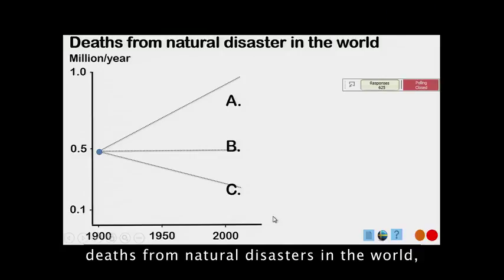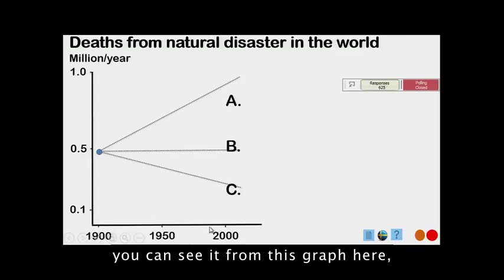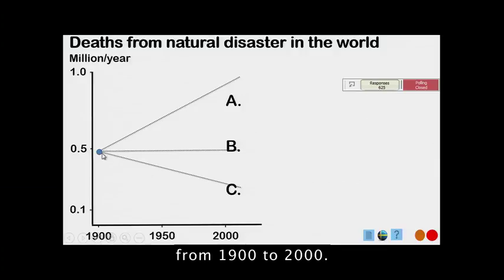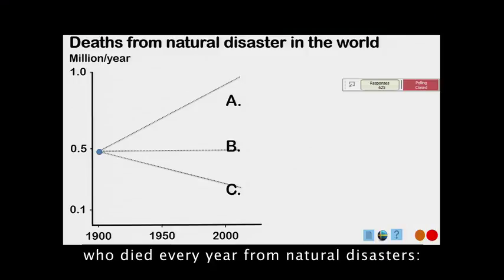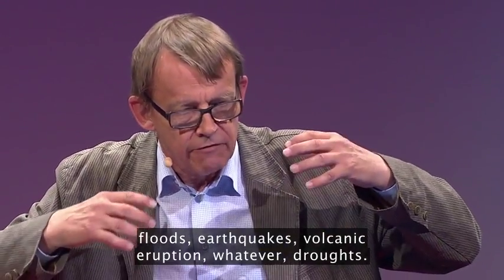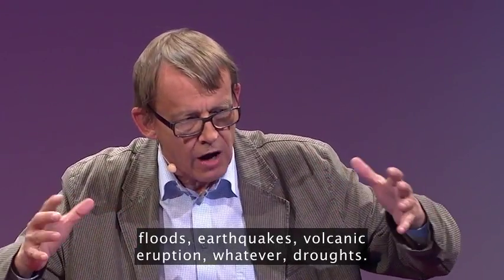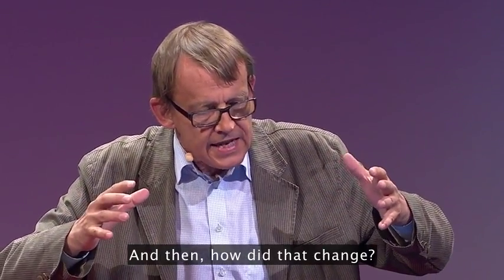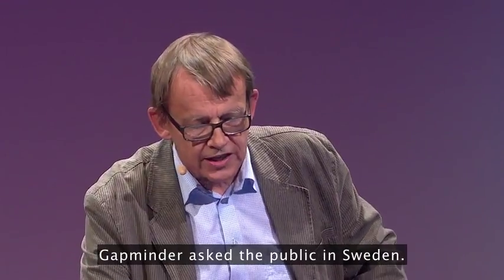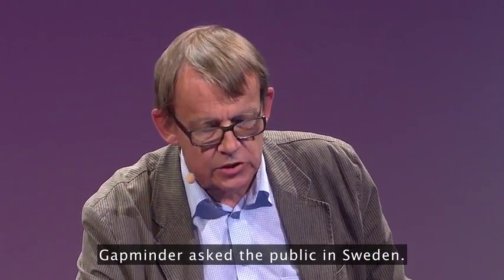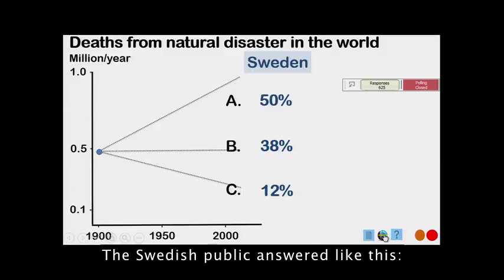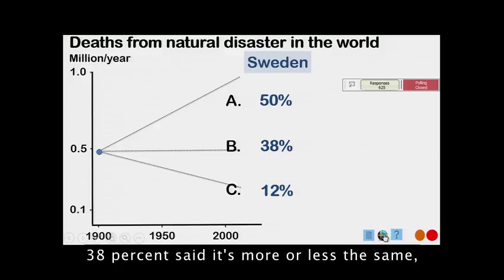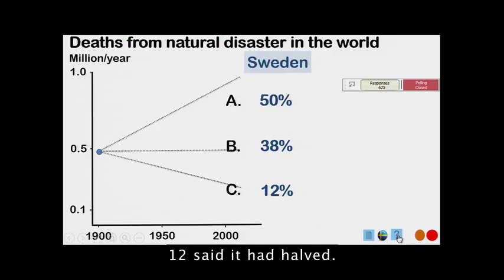You see, death from natural disasters in the world. You can see it from this graph here, from 1900 to 2000. In 1900, there were about 500,000 people who died every year from natural disaster. Floods, earthquakes, volcanic eruptions, droughts. And then, how did that change? Gapminder asked the public in Sweden. This is how they answered. The Swedish public answered like this. 50% thought it had doubled, 38% said it's more or less the same, 12% said it had halved.